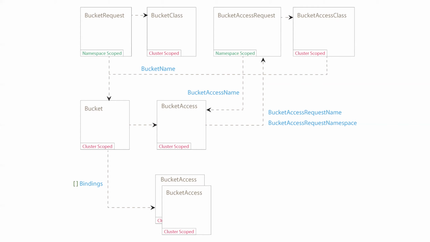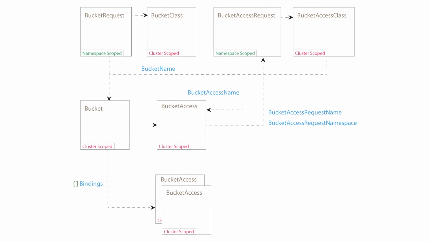And also the other assumption we made was any user resources, such as the bucket request or bucket access request, should be portable out of the box. So in order to facilitate that, we came up with this approach of pointing to the bucket directly from the bucket access class.